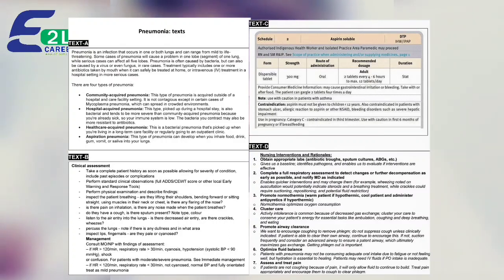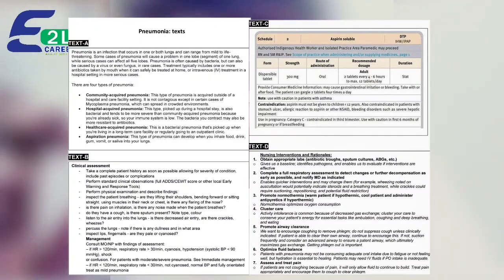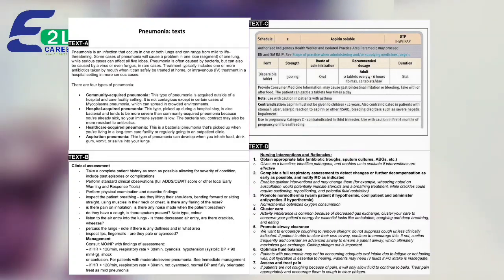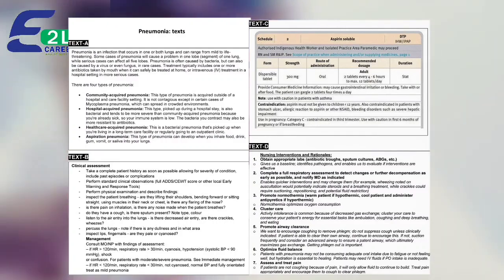So just remember, if they give you questions from the note, you don't need to waste time, just read the C paragraph. Use with caution in patients with asthma, right? Now we'll read the contraindications. Aspirin must not be given to children below 12 years of age, and it is also contraindicated in patients with stomach ulcer or allergic reaction to aspirin. So for contraindications they talked about conditions, right?